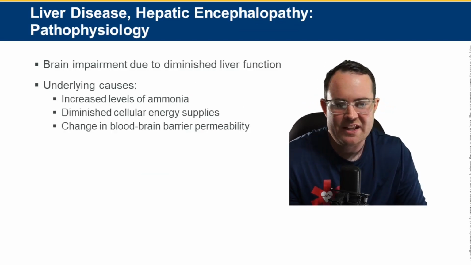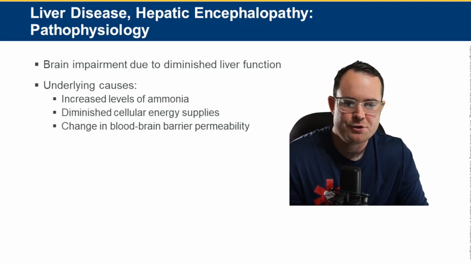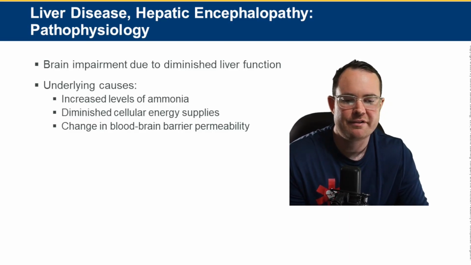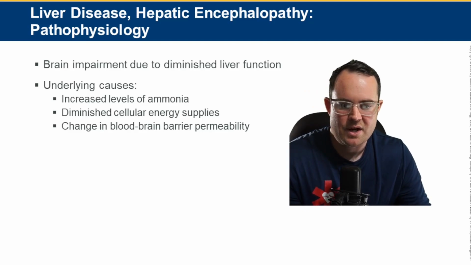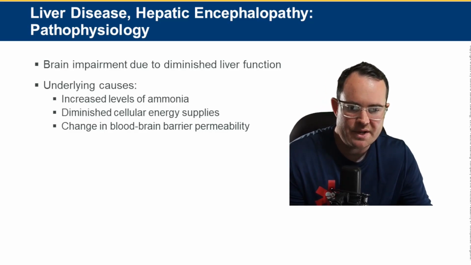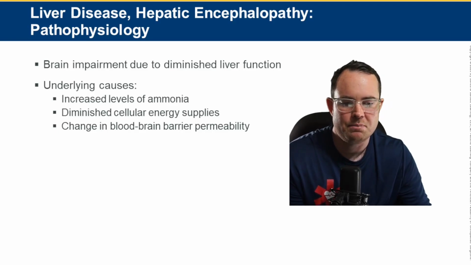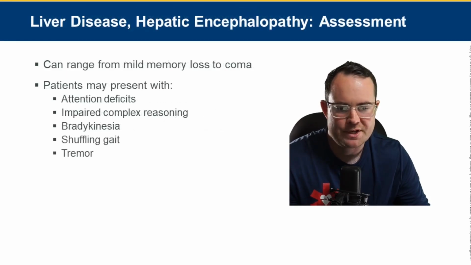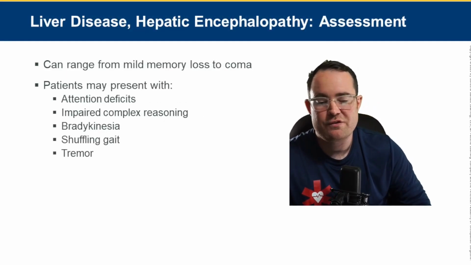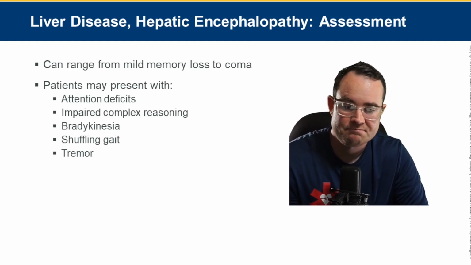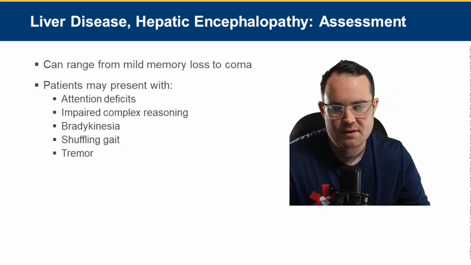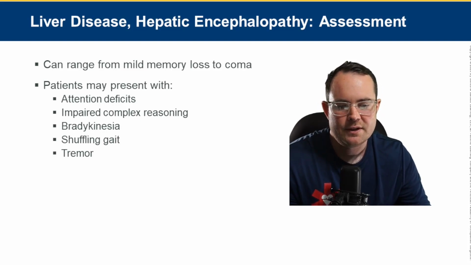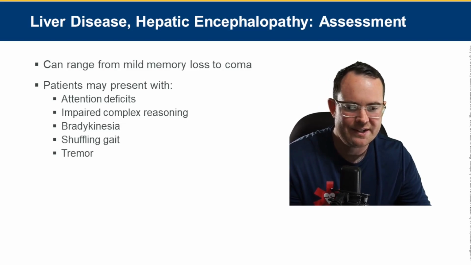Liver disease, hepatic encephalopathy. It says brain impairment due to diminished liver function. Brain impairment due to diminished liver function. It says that this could be caused by increased levels of ammonia, diminished cellular energy supply, and change in the blood brain barrier permeability. Pretty interesting. It can range from mild memory loss to even a coma. Some interesting stuff here. Attention deficits, the patient can't really comprehend. Impaired complex reasoning. Shuffling gait.